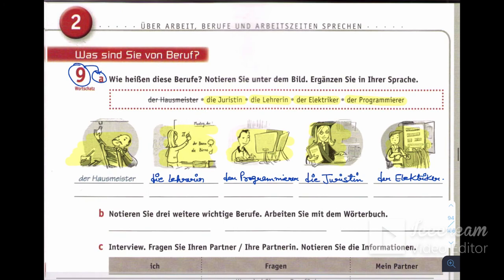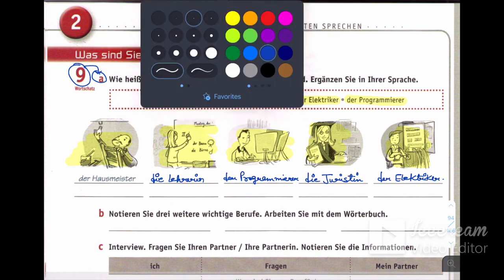After this, today we are going to do till here. After this, we are going to continue again with our second chapter. Then after finishing this chapter, we are going to do chapter 3 of the course book.